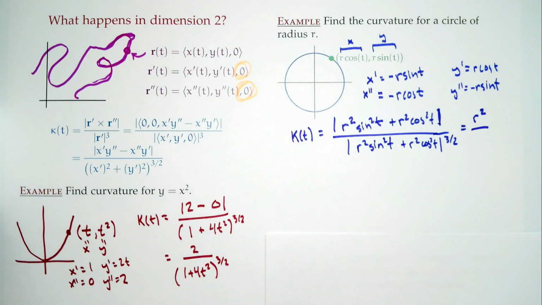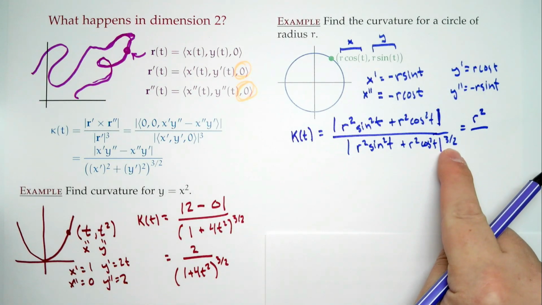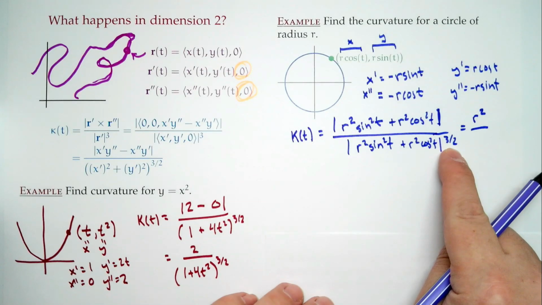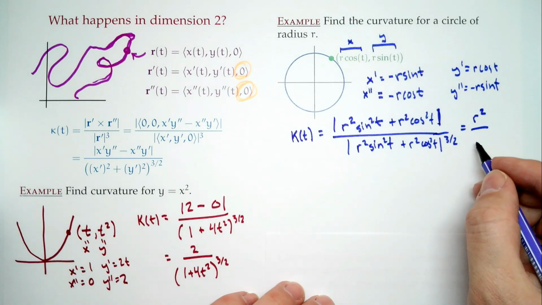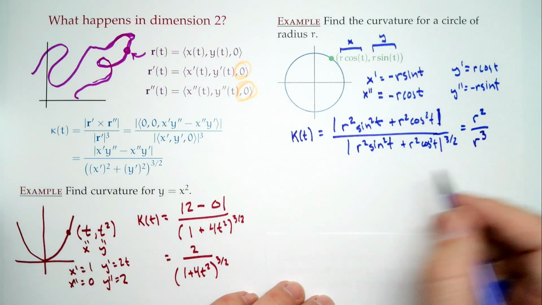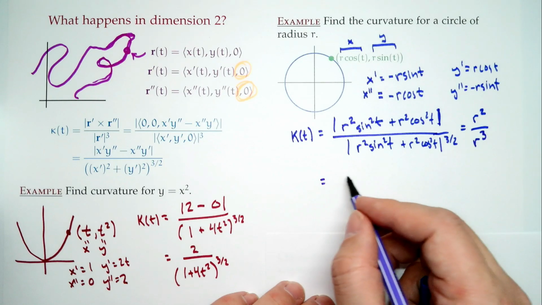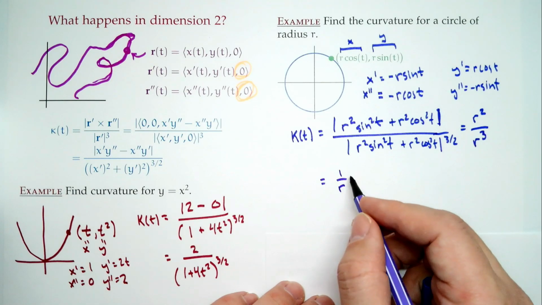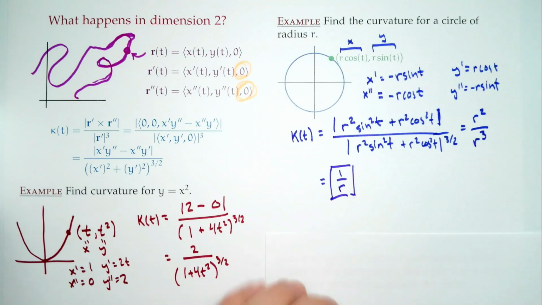Downstairs, I could pull out the r squared. Same idea. Sine squared plus cosine squared equals 1. But notice I have to be careful here. 3/2 power. R squared to the 3/2 becomes r cubed. So we get that the curvature of a circle is 1 over r. Now that's the answer.